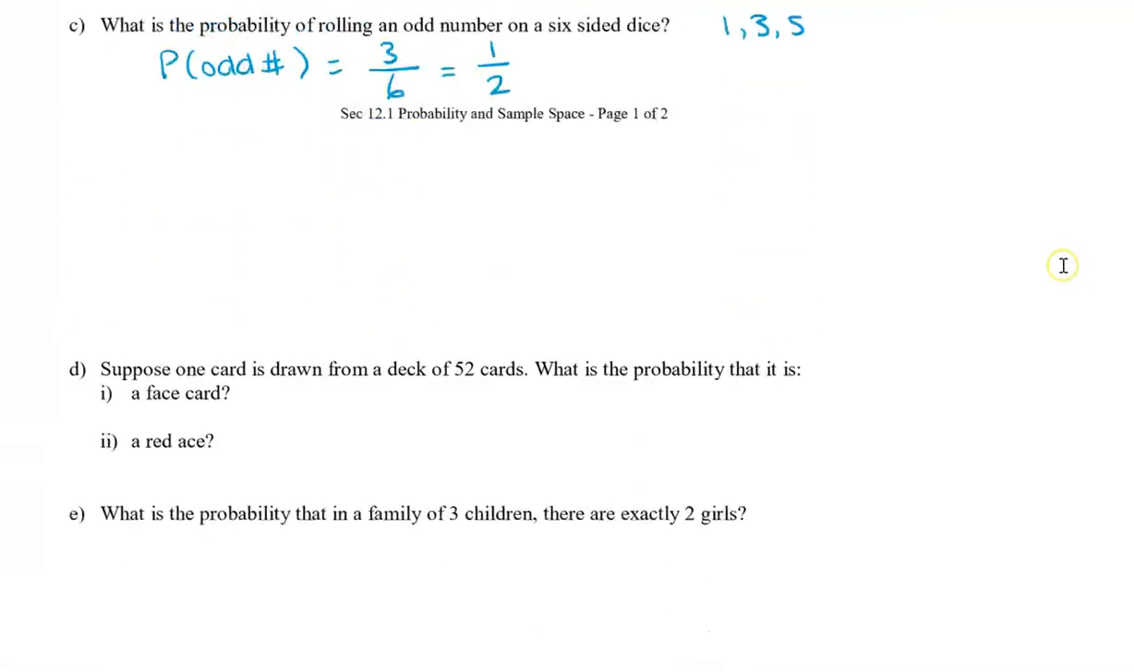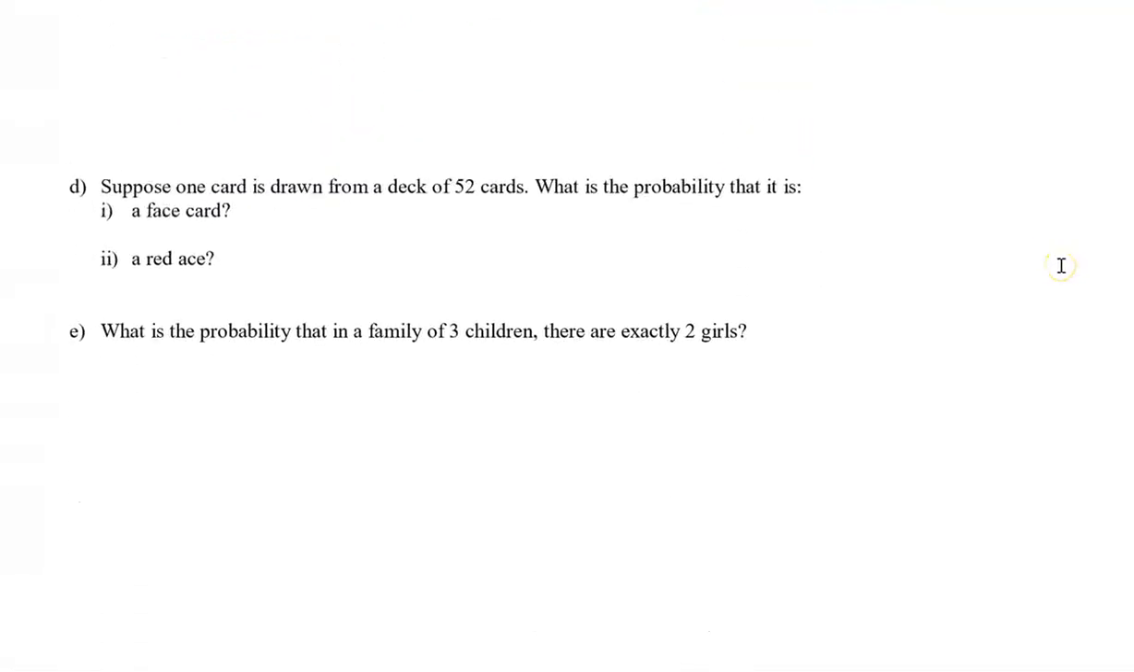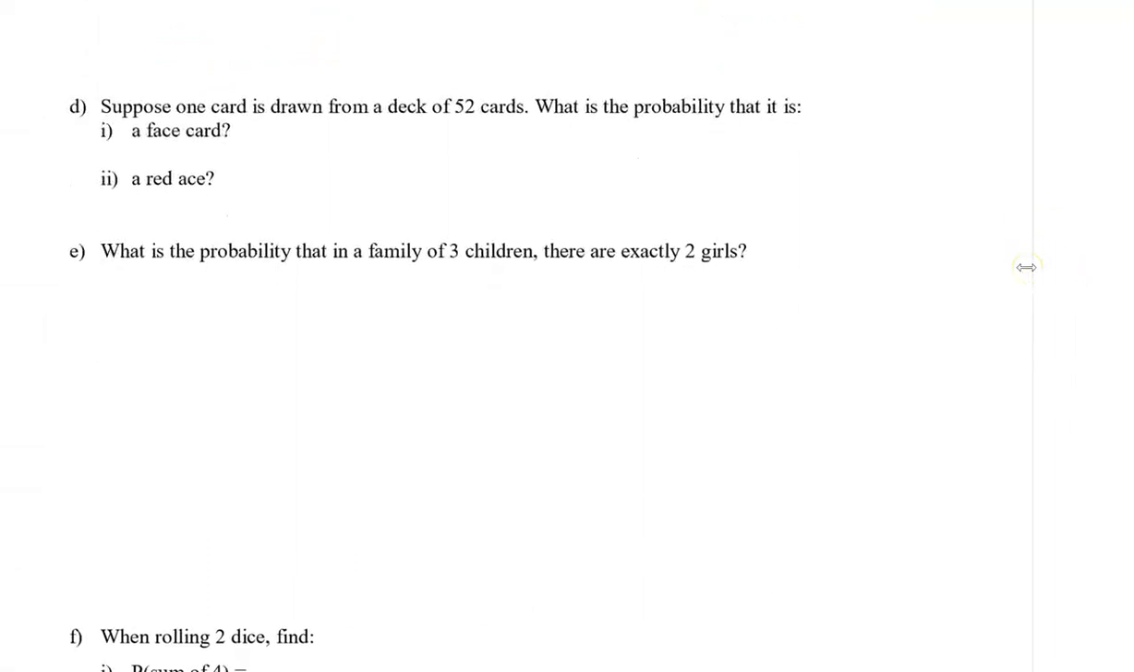All right, let's take a look at a few other examples. Suppose one card is drawn from a standard deck of 52 cards. What is the probability that it is a face card? In a deck of 52 cards, 12 of the cards are face cards, and there are a total of 52 cards. So it would be 12 out of 52, and we can reduce that to 3 out of 13.